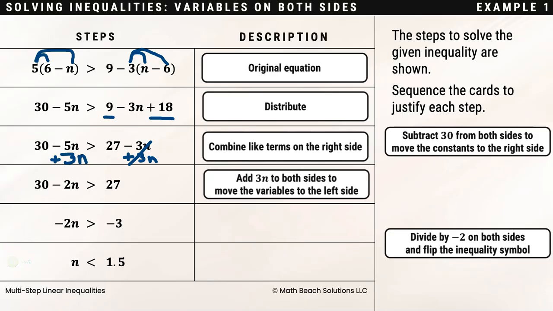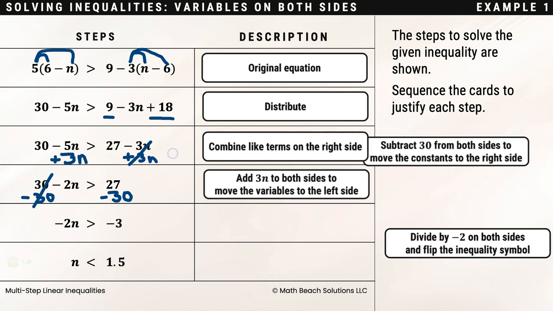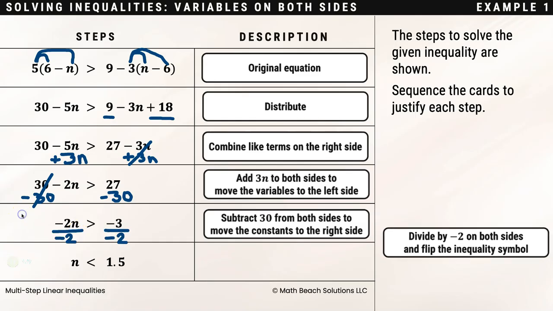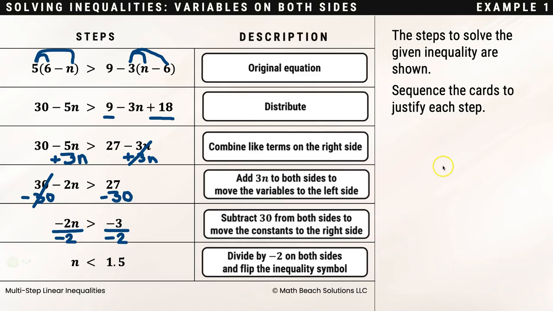Then we want to move the constant terms to the opposite side of the inequality, and for this situation I will subtract 30 from both sides. Finally, we need to isolate the variable n, so we will divide by -2 on both sides. Because we divided by a negative on both sides, we need to flip the inequality symbol. So our final answer is n is less than 1.5.